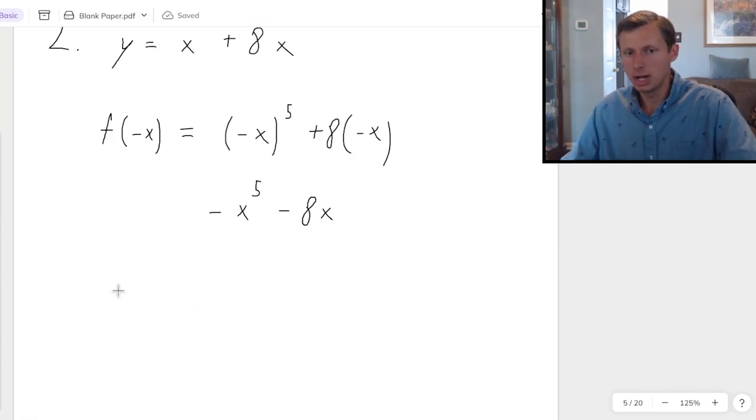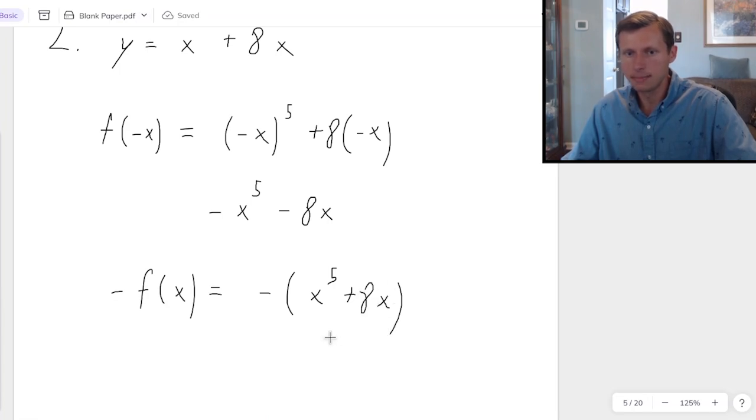So then now I check for odd. To check for odd, I need to check negative f of x. That's where I put the negative sign in front of the whole thing, and then I distribute the negative sign to all the terms.